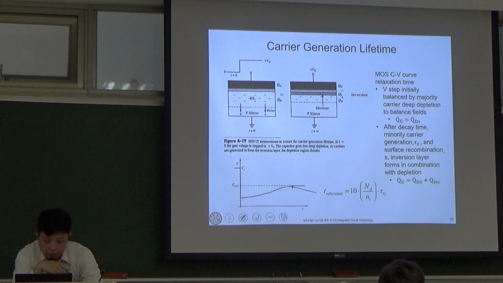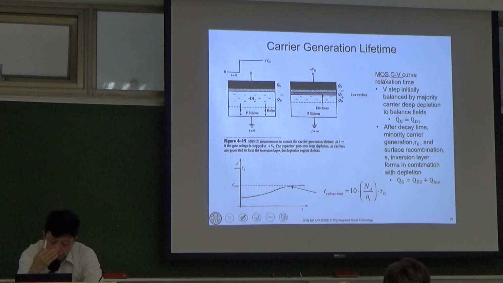Or we can measure the capacitance, the CV curve. For example, this is the curve where at time 0 we apply a positive VG on the top gate. That will begin to repel those holes and make them move away from your interface.